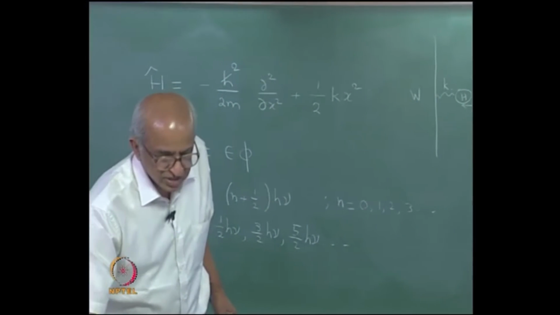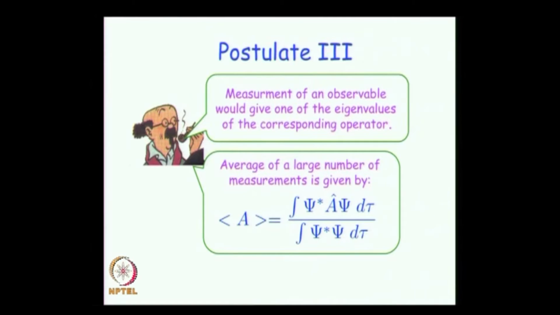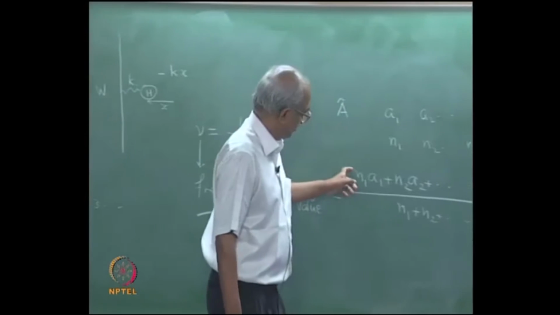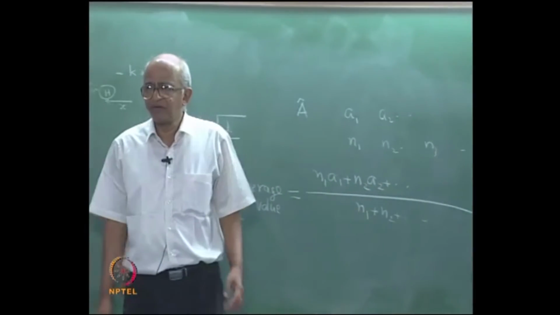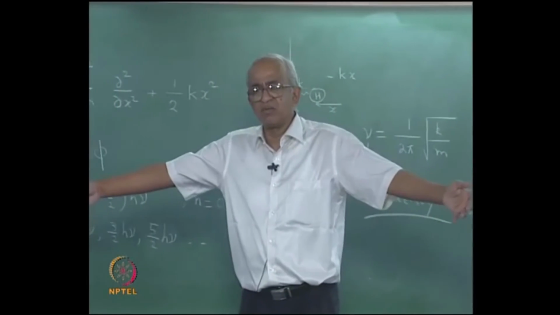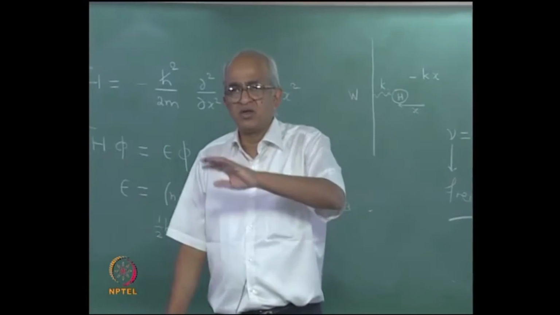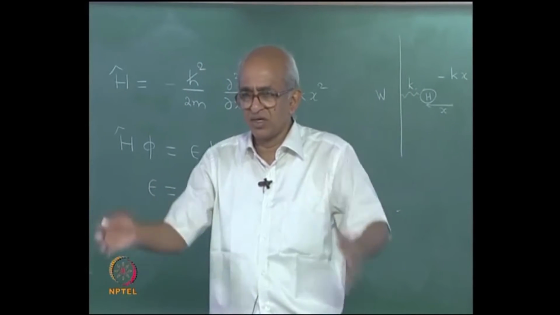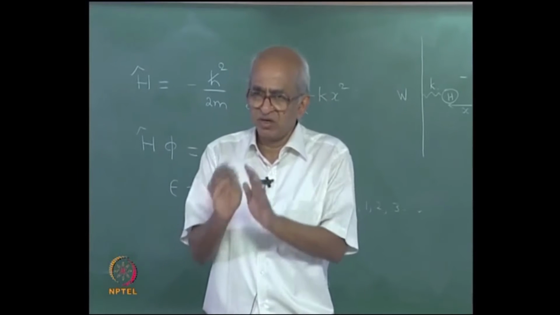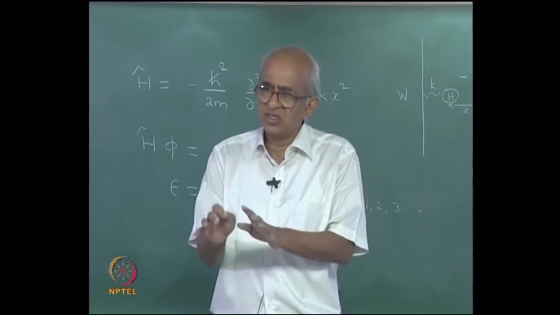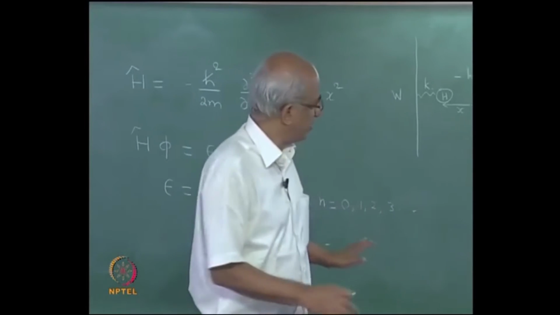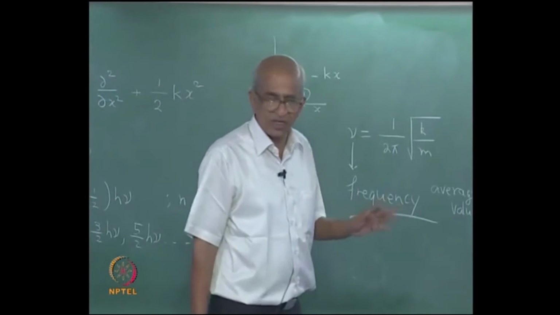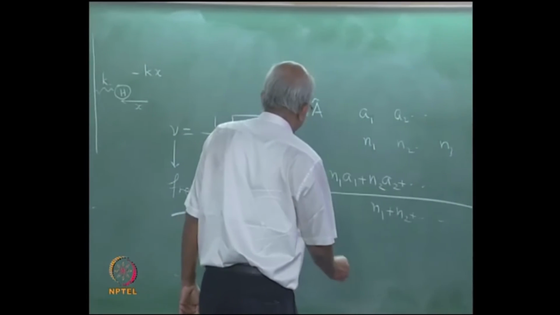So, let me continue this postulate and say that the average of a large number of measurements, this average, I have given you the experimental definition of average. What is it? You make a large number of measurements, the first eigenvalue you get n1 times, second eigenvalue you get n2 times, and so on, and then you calculate the average. If you want, you do not have to make the measurement, you can just get the average value by doing a calculation. What is the calculation that you have to perform?